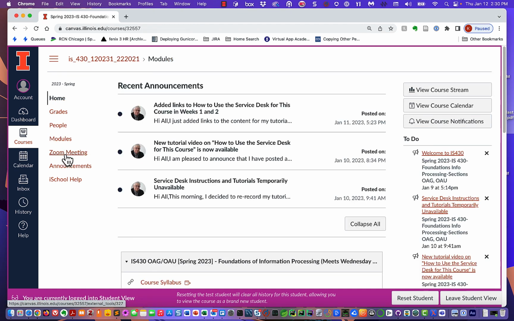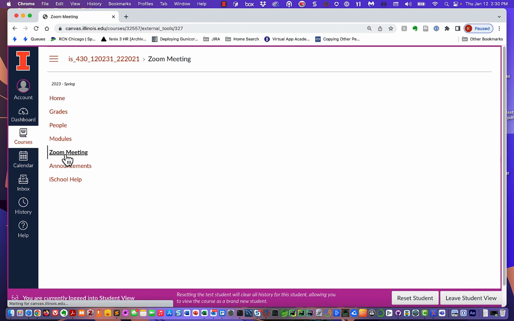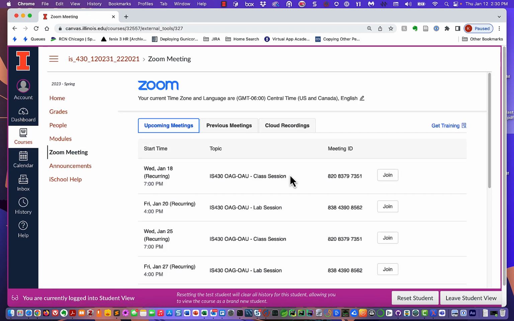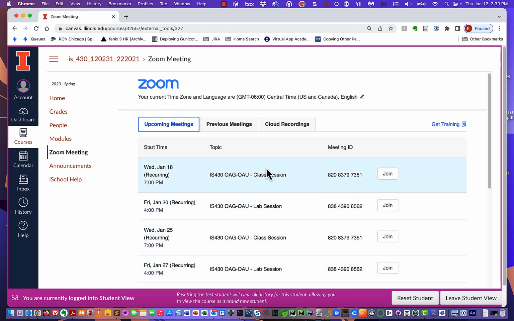Okay, so there's a link here for Zoom meetings, and when we go to it, you'll see that there's a link for the lab session on the 20th. There's one for the lab session on the 27th. You'll also see that there are links here for class sessions. Now, the A section is an on-campus class. It's not a hybrid class. It's not an online class.